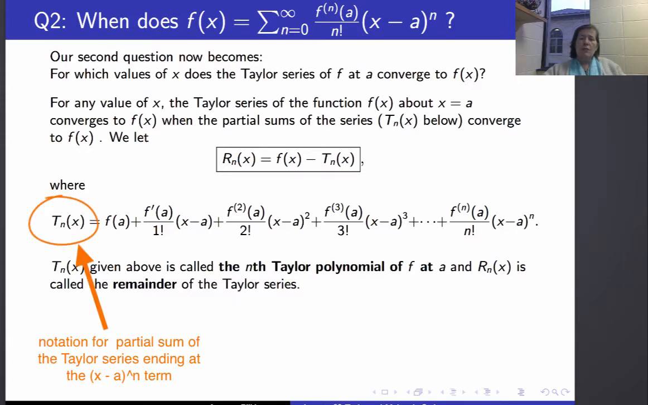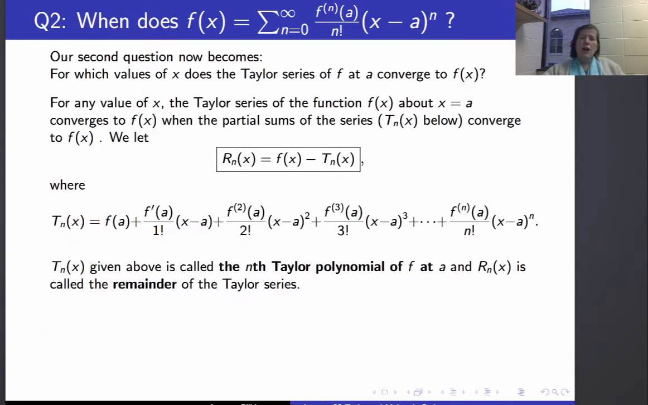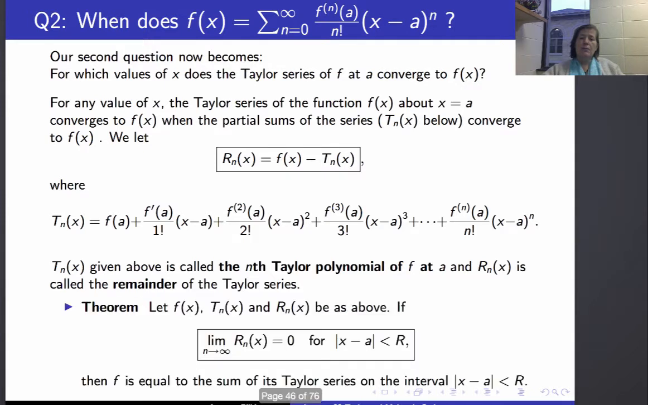We let Tn of x be the partial sum of the Taylor series at x, which ends at the nth derivative at a over n factorial times x minus a to the n. So it's the sum of all terms of the Taylor series up to the x minus a to the nth term. And this is called the nth Taylor polynomial of f at a. And now the remainder, when I subtract that nth Taylor polynomial at x from f of x, is called Rn of x. And this is called the remainder of the Taylor series, or the nth remainder of the Taylor series.